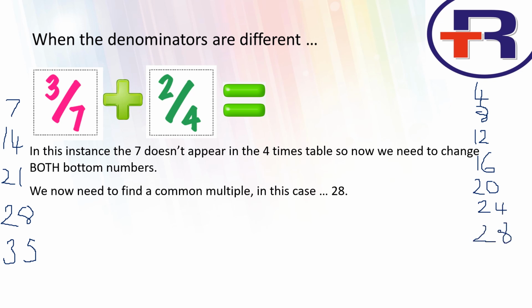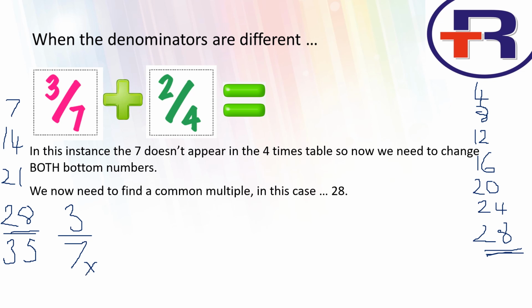There it is. It's the number 28. The number 28 appears in both times tables. So that means that I can make the 7 into a 28 and I can also make the 4 into a 28. Let's do that. I'm going to make that 7 into a 28. And I'm going to do that by multiplying it by 4.